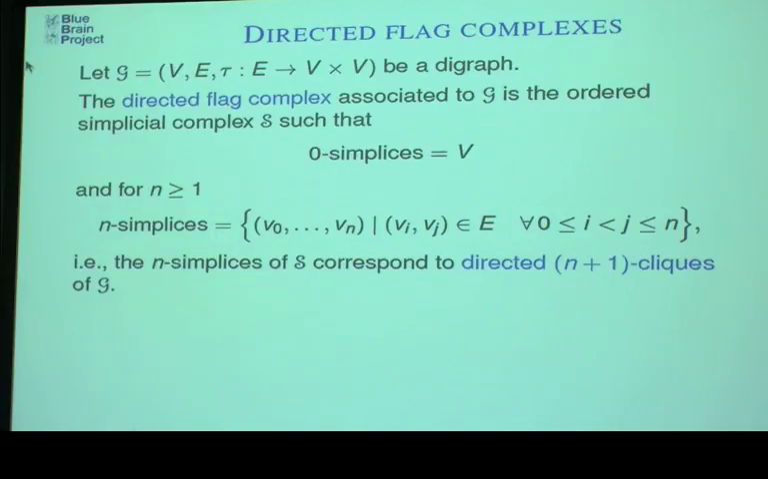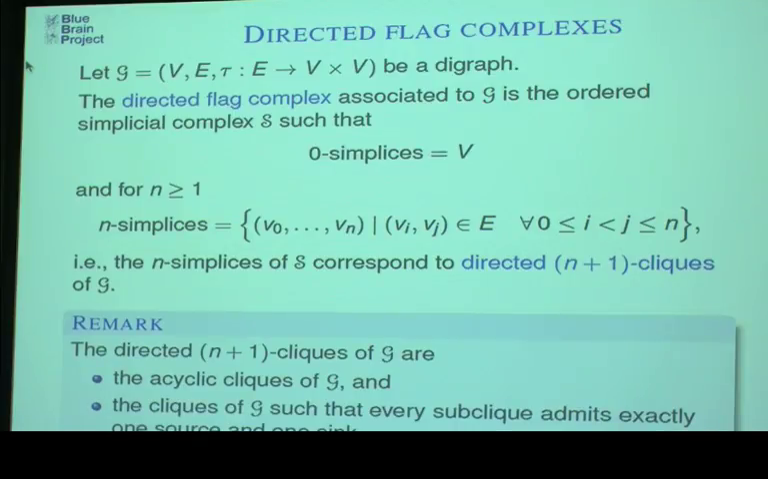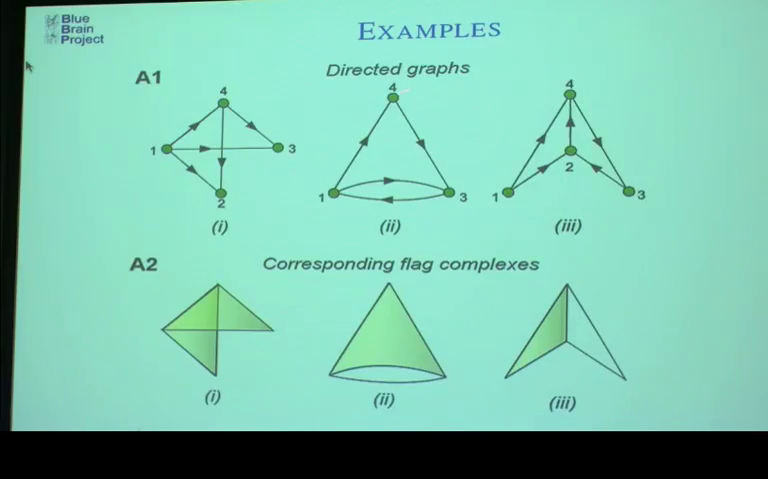If we're looking at the level of 2-simplices, if I have 3 neurons arranged like this, it is going to give me a 2-simplex because it's a totally ordered set of neurons. Whereas if I look at this, it's not going to give me a 2-simplex because it's a cycle. So we build these in. These are precisely the acyclic cliques of the graph, or another way to say it is the cliques such that every subclique has one source and one sink. And these are examples of how you go from a directed graph to one of these simplicial complexes.